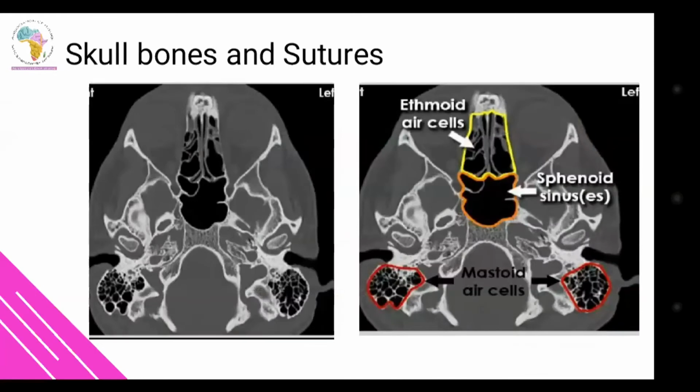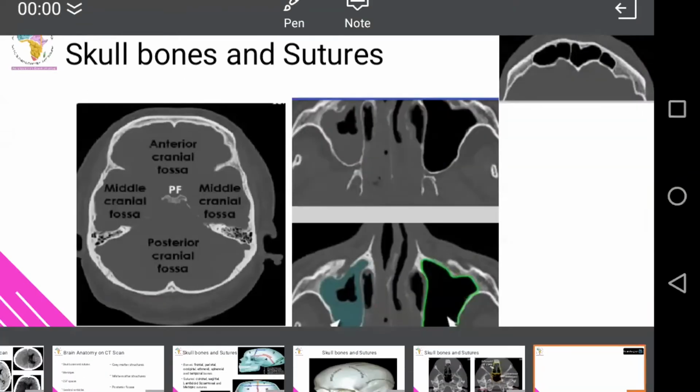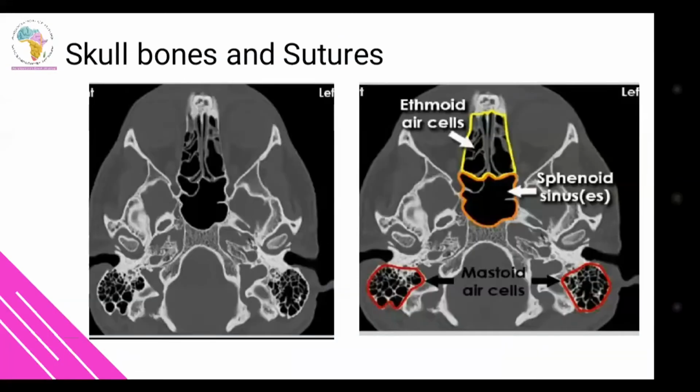Now, still talking about the skull bones, as you can see here, we are at the infraventricular level, that is the level where you can actually appreciate the skull base. Here you can have the mastoid air cells. You can have the sphenoid sinus here. Just to compare with this image, you can put two images together so that we can easily compare. So you have the sphenoid sinuses here. Here you have the zygomatic process.